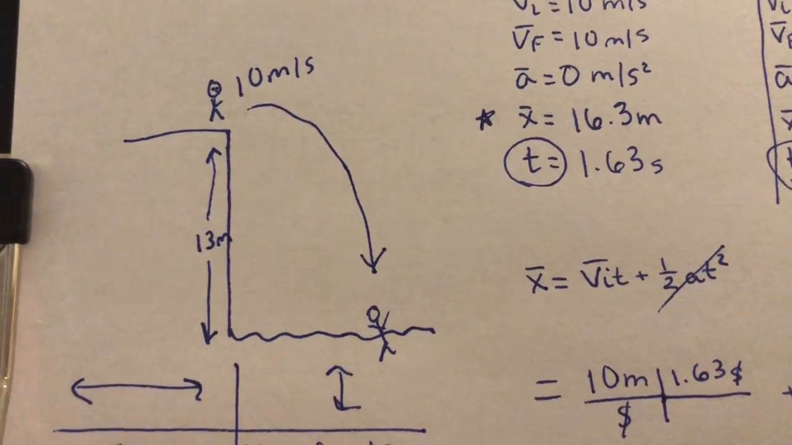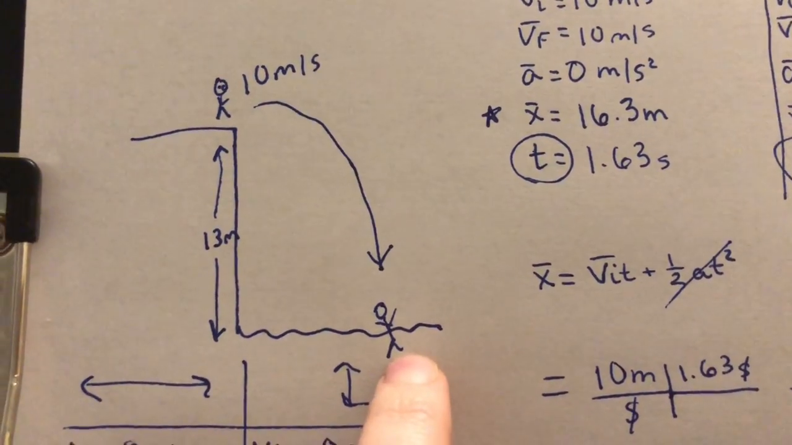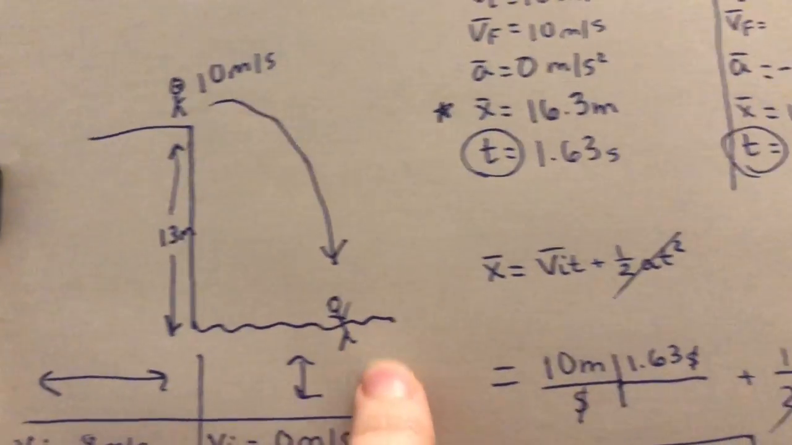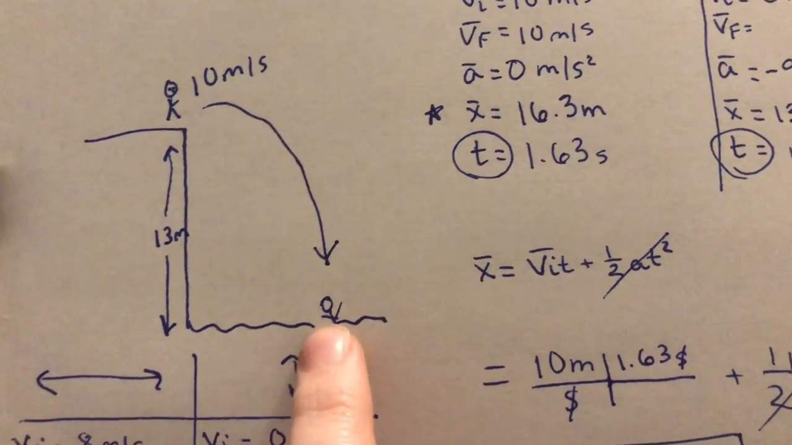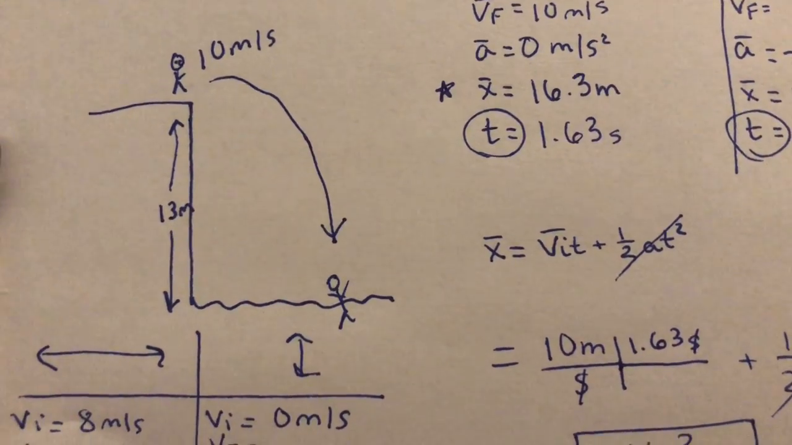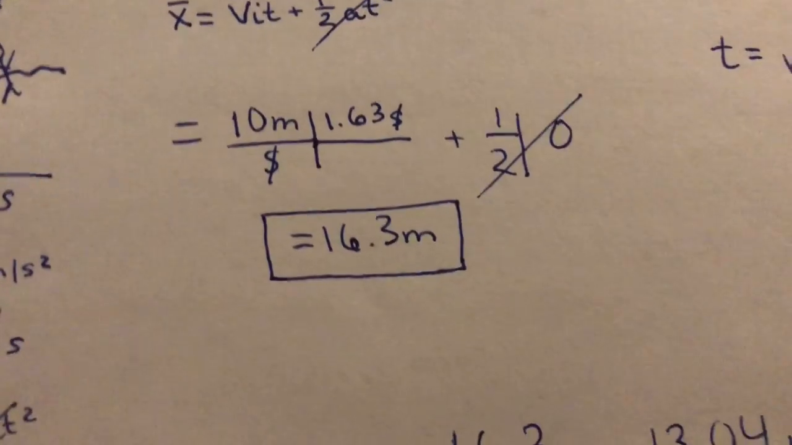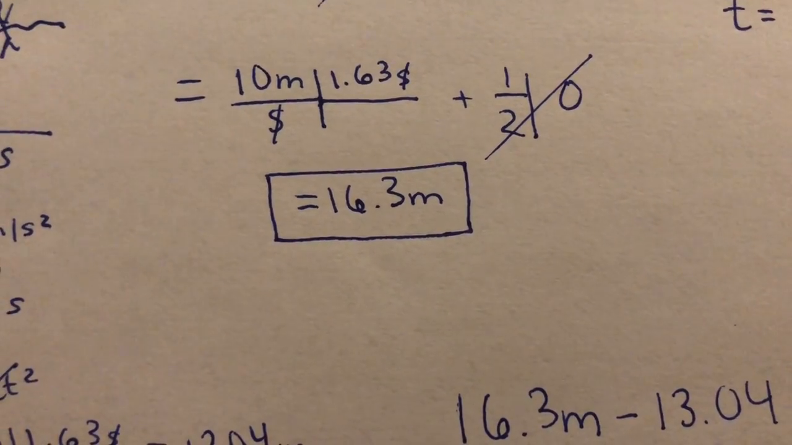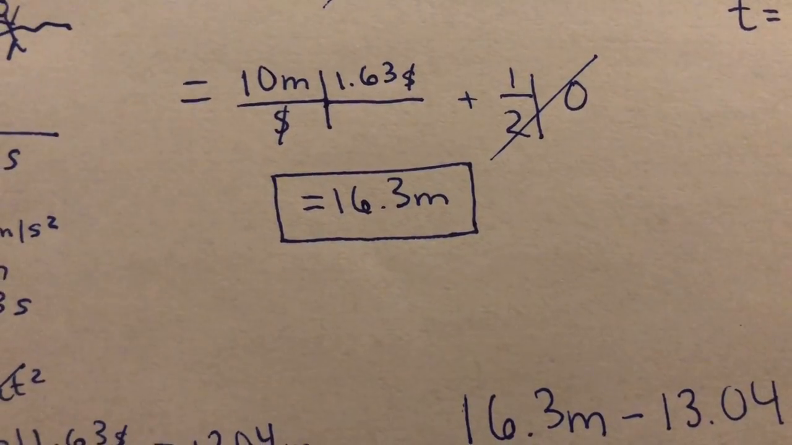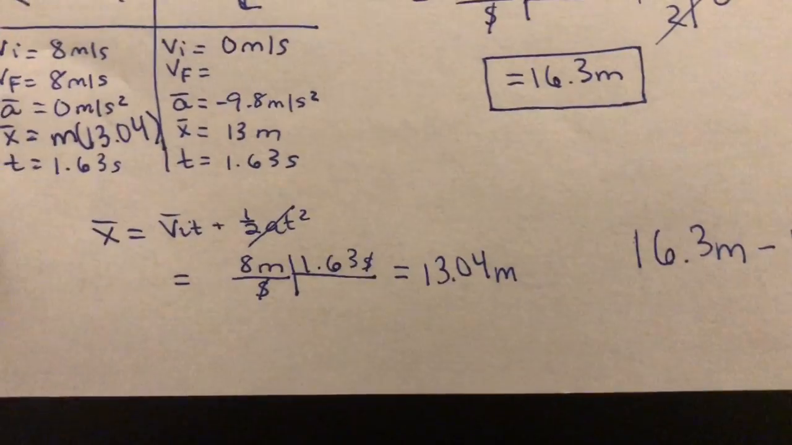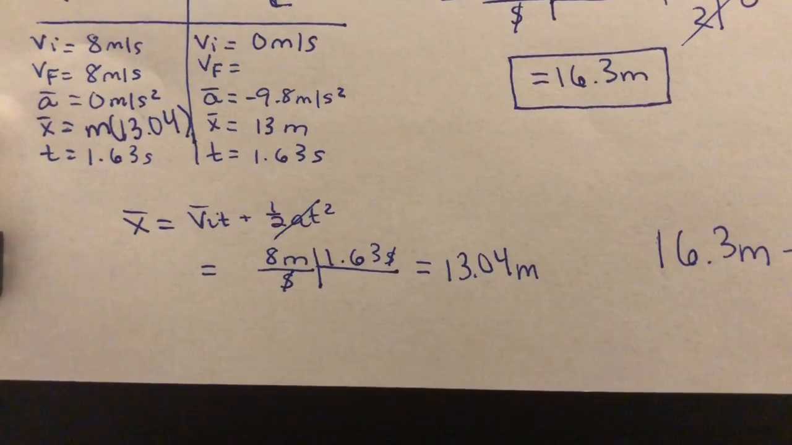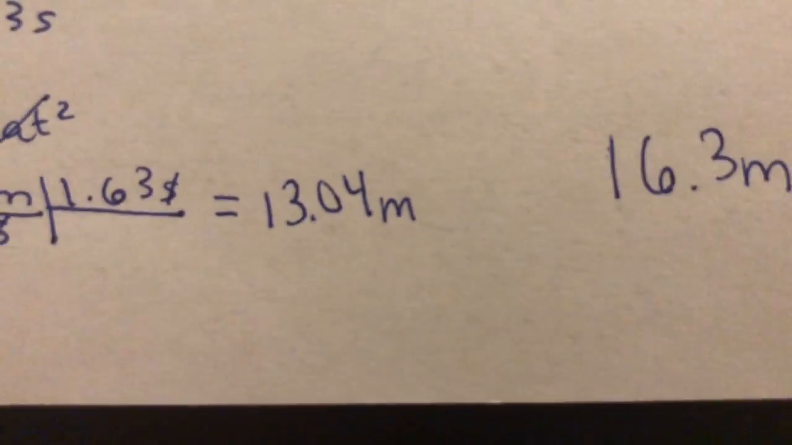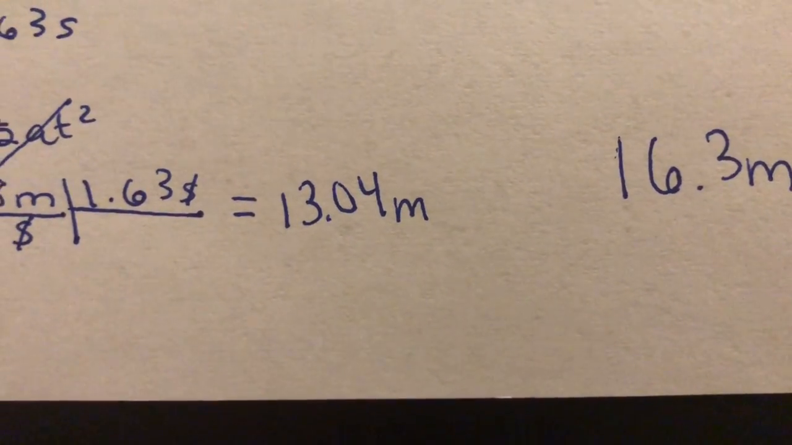Looking at our diagram, we know that one boy will land in the water and one boy will land near him in the water. We know that they won't land at the same point because they have different initial velocities. For the first boy, with 10 meters per second as his initial velocity, we determined that he would land 16.3 meters from the cliff. For the second boy, with an initial velocity of 8 meters per second, we determined that he would land 13.04 meters from the cliff.